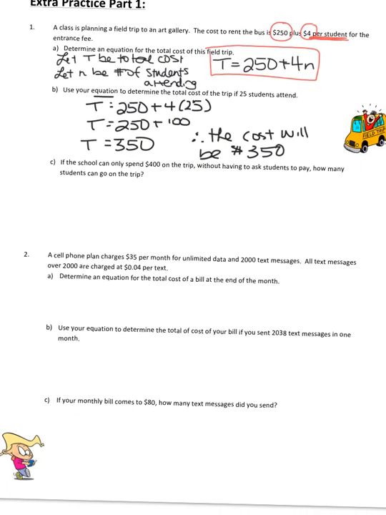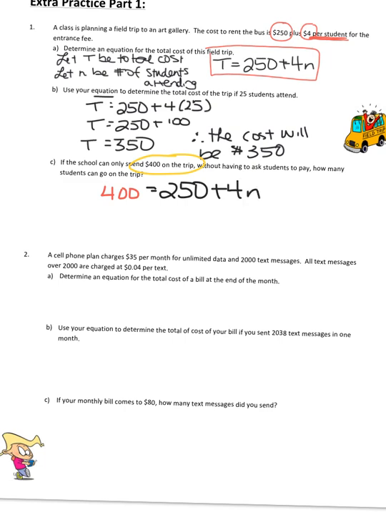Let's try part C though. Let's say we don't know how many people are going to attend, but what we do know is that $400 can be spent in total on the trip. Remember, it would cost $350 for 25 kids. So how many can we take for $400? I'm going to use my equation and put 400 for my total cost. That's equal to $250 for the bus and $4 for every student.